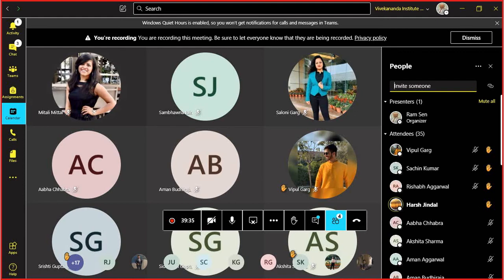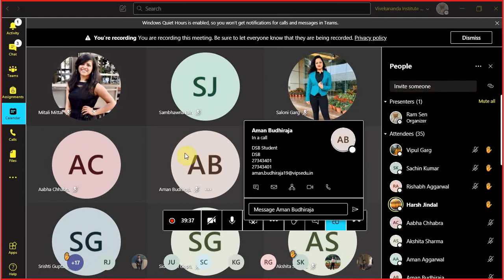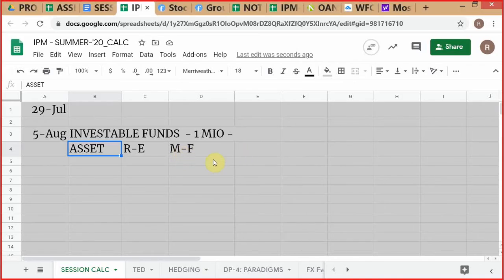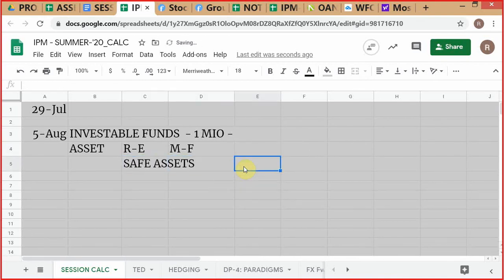Yes, Harsh. What is your point? Sir, if I have $1 million, in that case, first I will invest in government saving schemes that are provided by the post office. So you're talking about safe assets. Yes, sir. Safe assets first. Sir, first I'll invest in bonds and debentures that are issued by government companies.